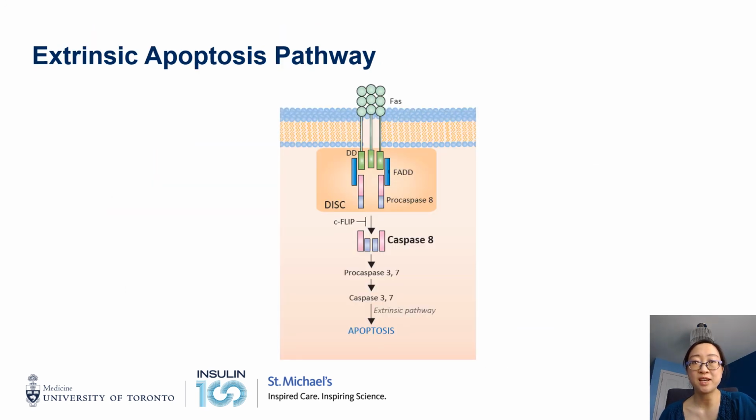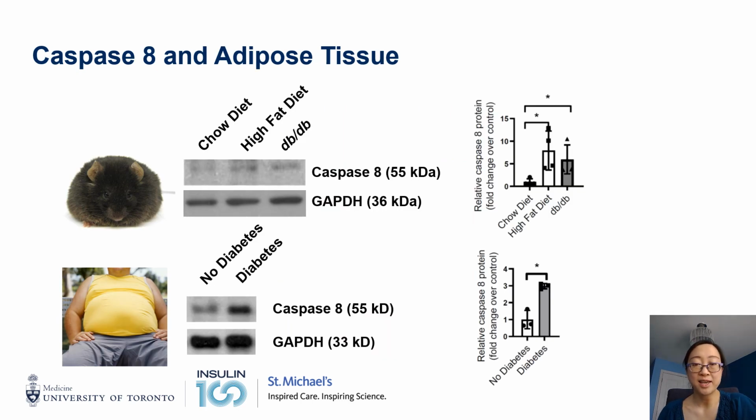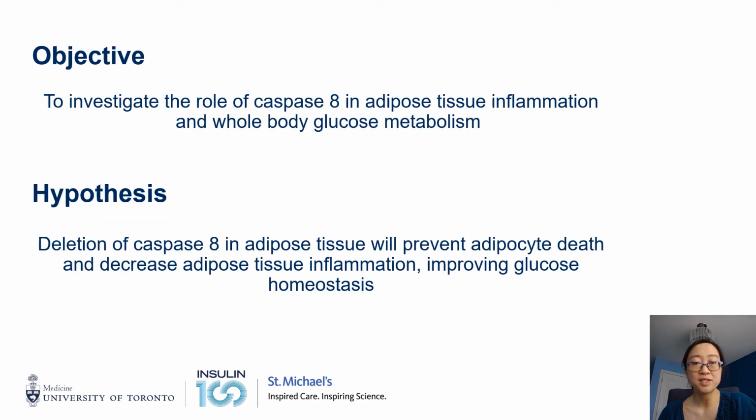The work I'm presenting today focuses on caspase 8, best known for its important role in programmed cell death, but interestingly has been found to have other roles in different cell types. We started out by looking at caspase 8 in mouse models and humans with obesity and type 2 diabetes, and we found that caspase 8 appeared to be increased in adipose tissue. So we set out to study caspase 8 in inflammation and whole body glucose metabolism, and we hypothesized that deleting caspase 8 in adipose tissue might prevent cell death, decrease inflammation, and improve glucose homeostasis.